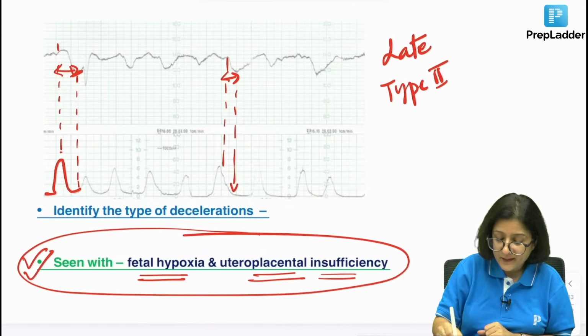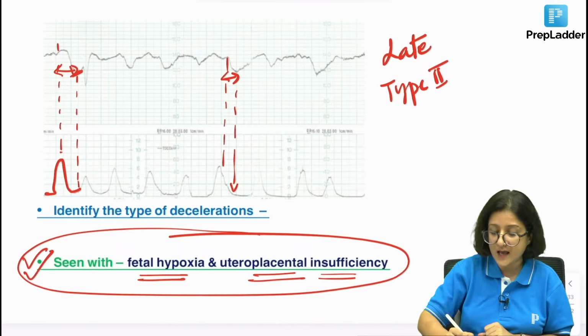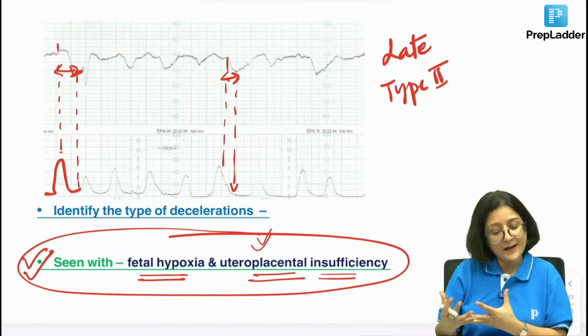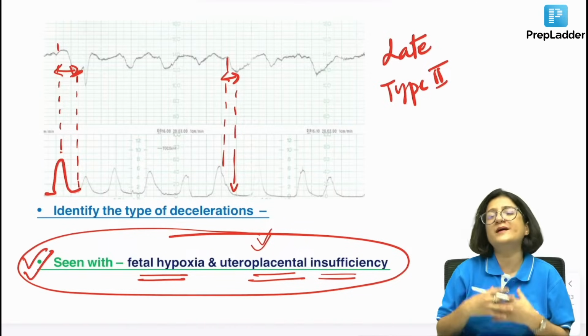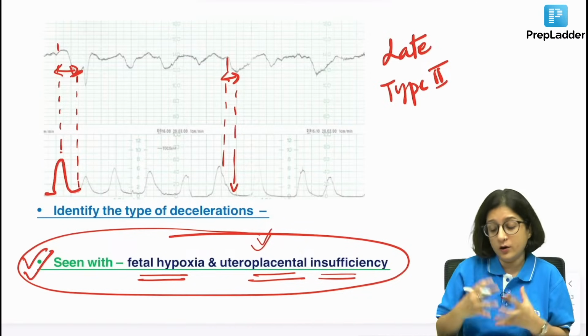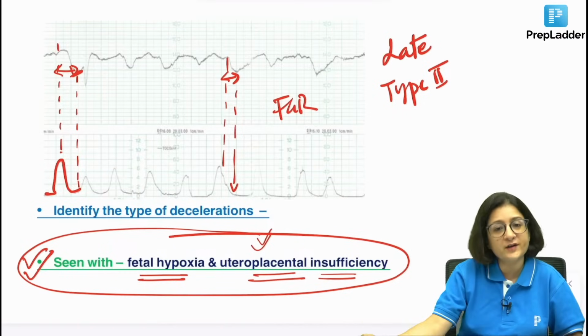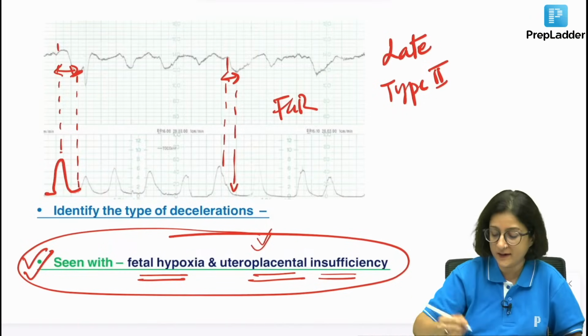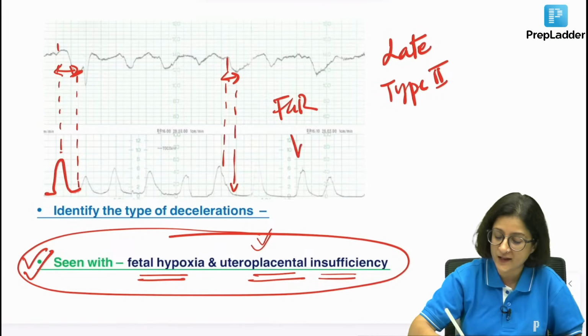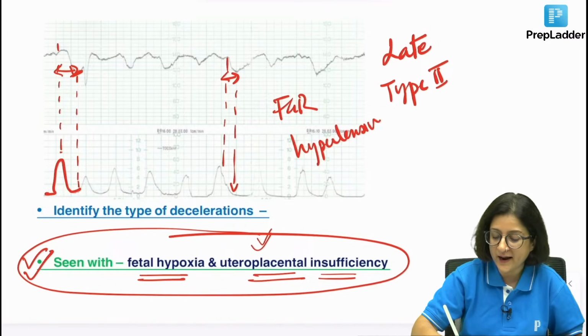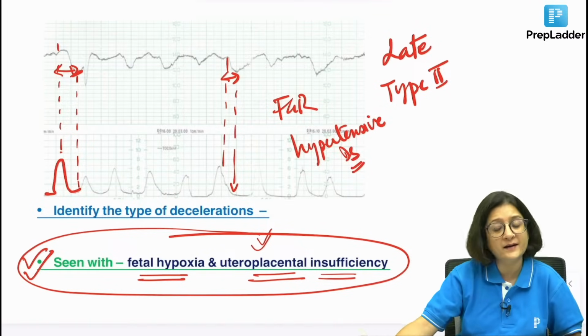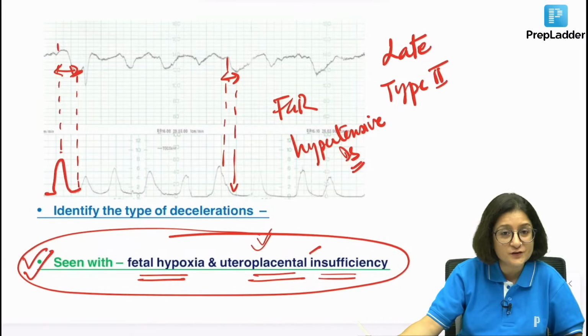So when you remember this, you can remember the circumstances in which you will encounter fetal hypoxia, or uteroplacental insufficiency. Like in fetal growth restriction, there are more likely chances of encountering uteroplacental insufficiency. Pregnancies complicated by hypertensive diseases are also more likely to encounter uteroplacental insufficiency, right?